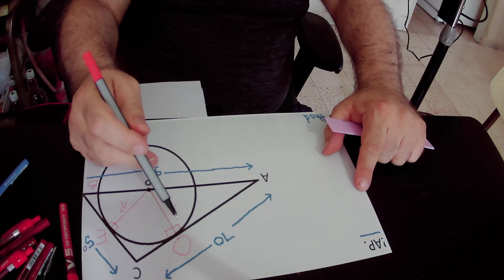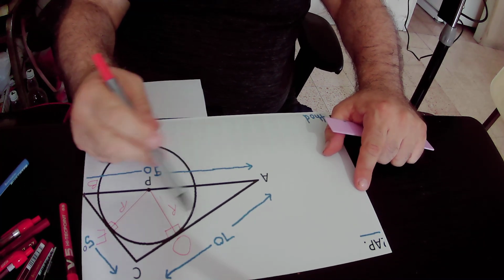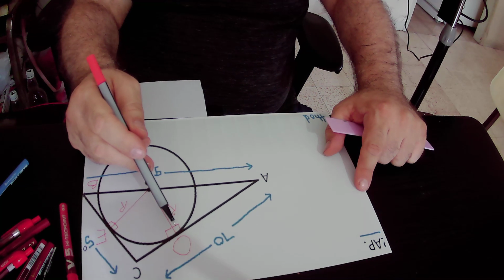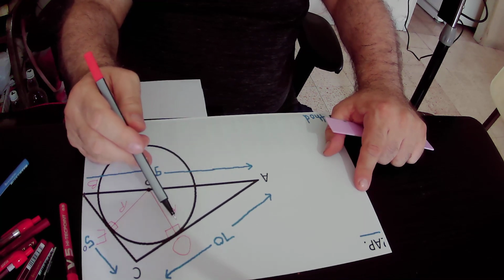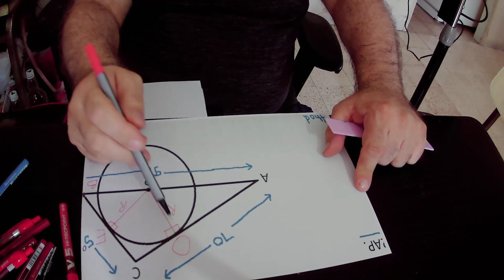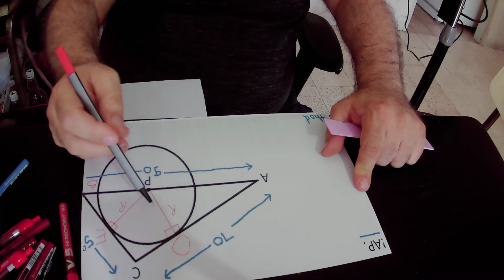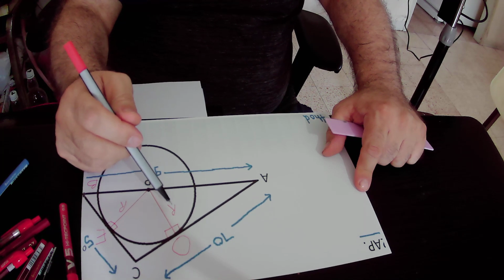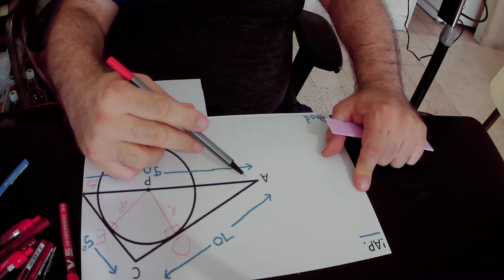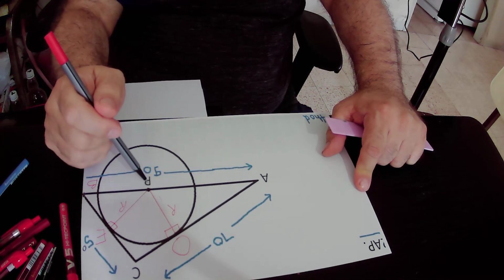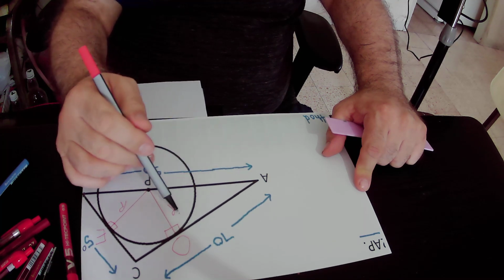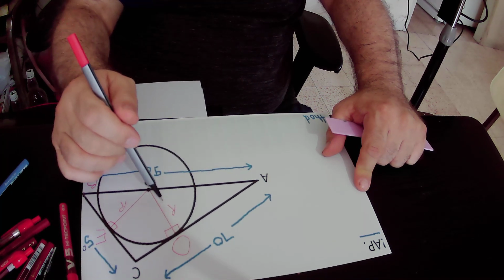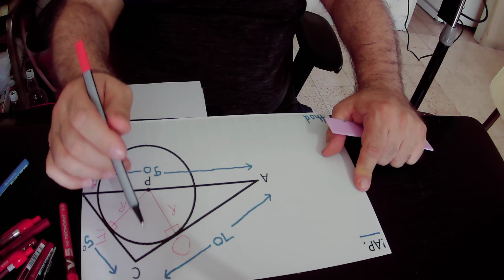We have radius PO, and AC is tangent to the radius PO of this circle. For that reason, the radius is perpendicular to the tangent. That is to say, angle POA equals 90 degrees, and also angle POC equals 90 degrees.